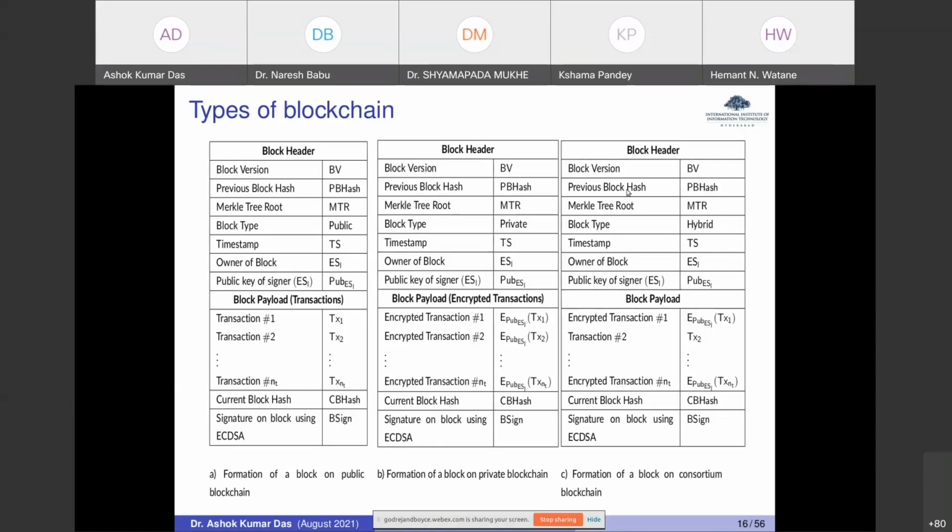Now, similarly, the consortium blockchain has similar structures. The only change in the block payload is that some of the transactions can be encrypted when they are confidential transactions, and other transactions will be kept as clear text.